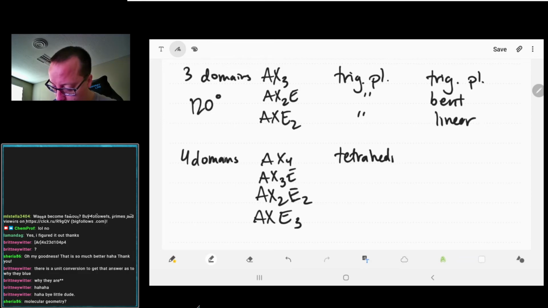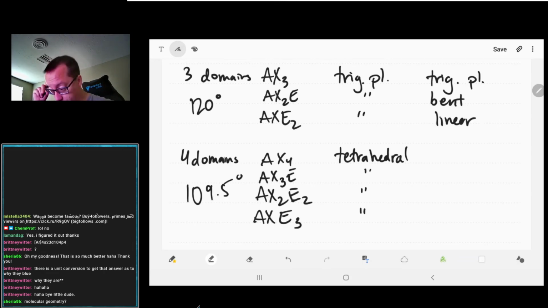The shape here is tetrahedral for all of them electronically. Angle, of course, 109.5. Still tetrahedral if you have no lone pairs. If we have one lone pair, we go down to trigonal pyramidal. We have bent and then linear again.